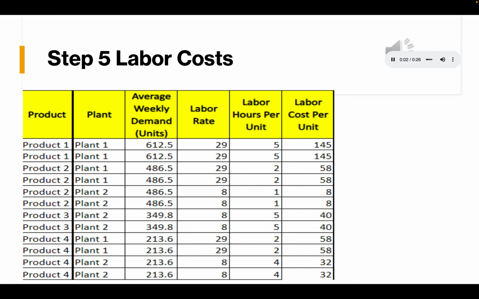In step 5, we calculated the labor cost per unit by multiplying labor rate and labor hours per unit. We came to the conclusion that labor is going to be the most expensive from product 1, plant 1, with a total of $145 per unit. And labor is going to be the cheapest from product 2, plant 2, with only $8 per unit.